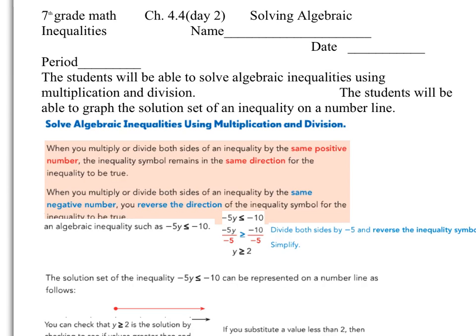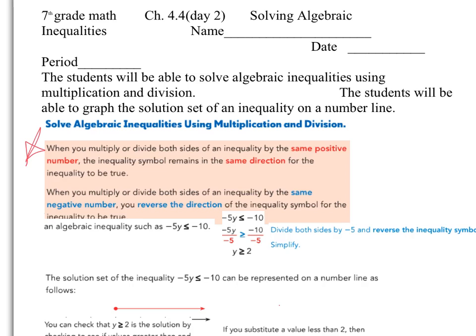All right, so today we're doing 4.4 day 2, solving algebraic inequalities, and today we are going on to multiplication and division. You'll be able to graph the solution set of an inequality on a number line using multiplication and division. Now, there is a big difference. When you multiply or divide both sides of an inequality by the same positive number, the inequality remains the same direction for the inequality to be true.